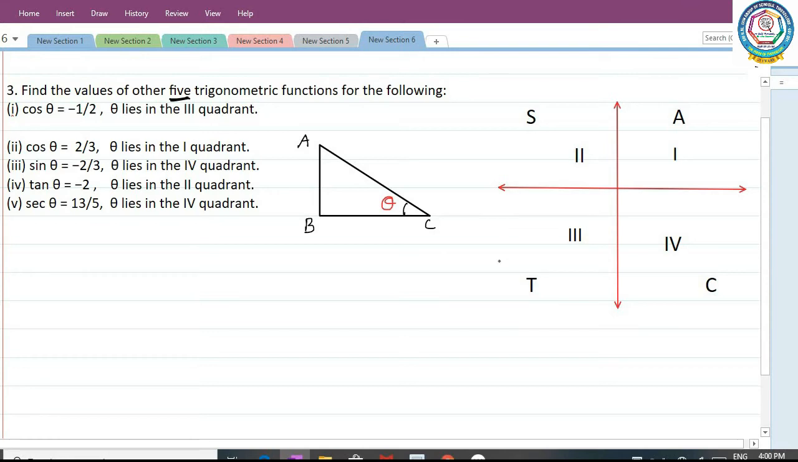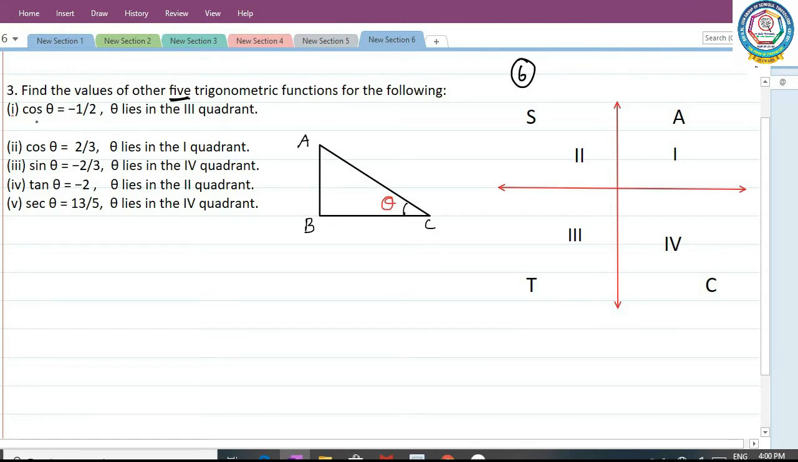ASTC. What is the meaning of ASTC? Here A represents all the trigonometry ratios. Total 6 trigonometry ratios we know. So here all the trigonometry ratios are positive. S means sine and its reciprocal, sine theta and cosecant theta are positive. T represents tan theta and its reciprocal cot theta, both are positive here. Here C represents cos theta and its reciprocal secant theta are positive.